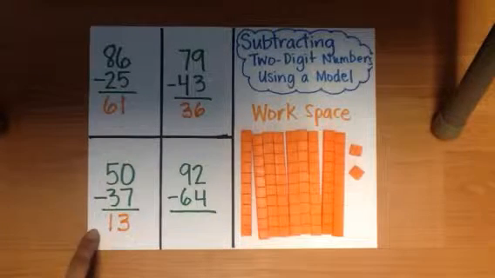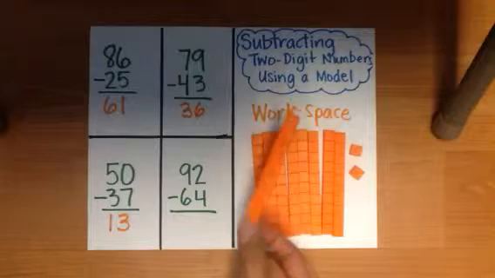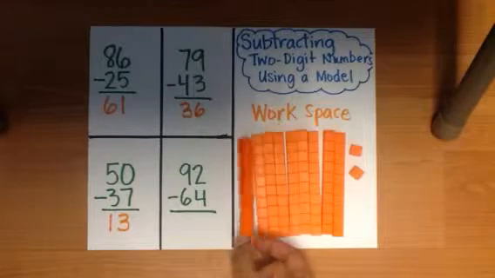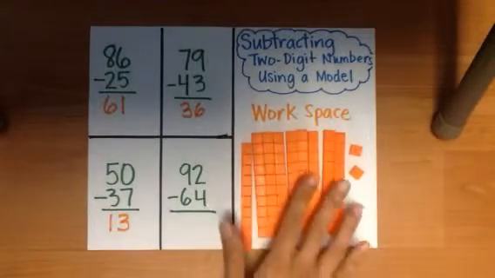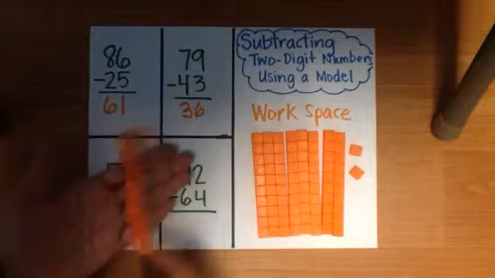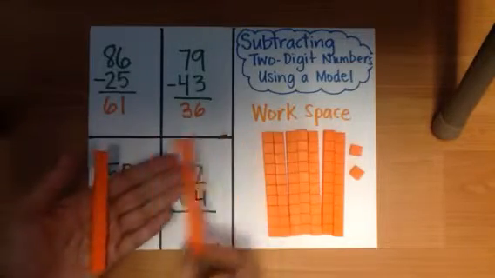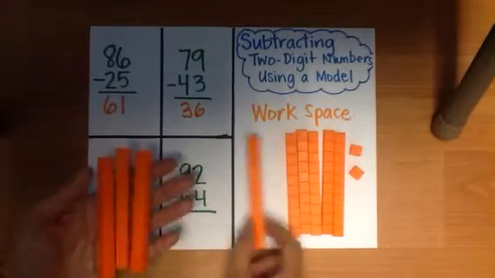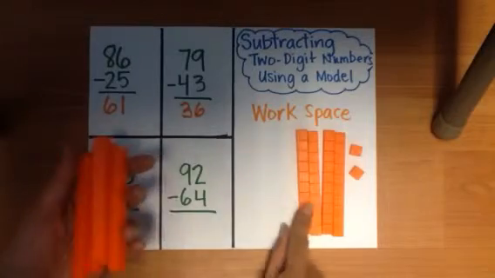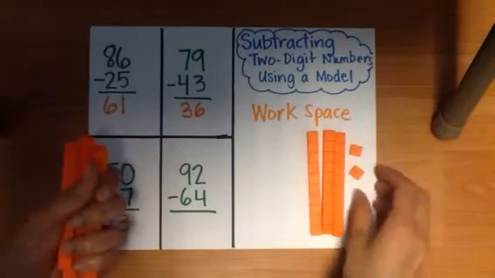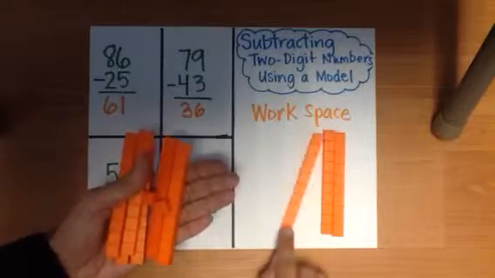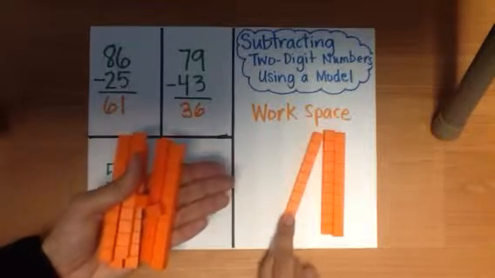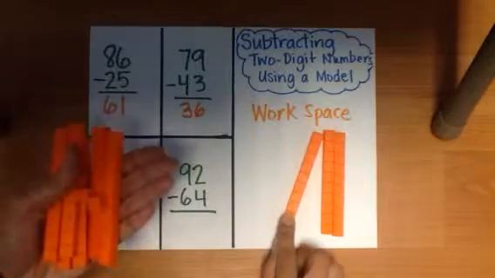Just like we did in this problem, we can regroup or trade out a 10 for 10 ones, or just cover them up to help us count. All right, let's do that now. I have 92 here. Let's take away 64. 10, 20, 30, 40, 50, 60. I'm going to do 61, 62, 63, 64. So I'm going to block that with my finger. All right, count what's left.